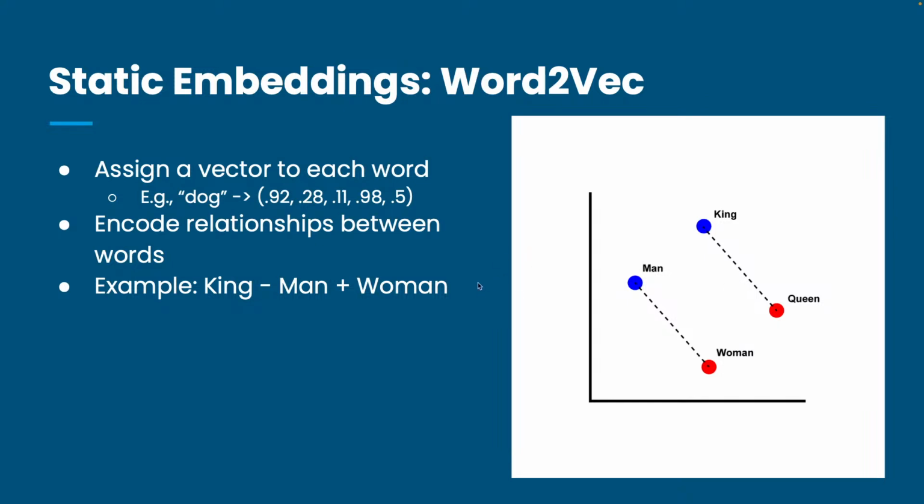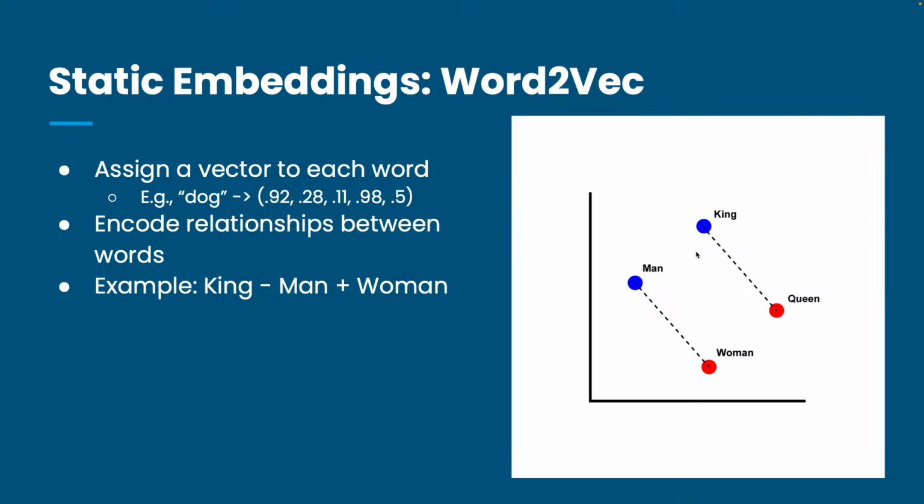And so you can actually perform a little bit of math here, right? What is king minus man plus woman? We have king minus man, right? And then plus woman. What should we get? We should get queen, right? And so this is also represented in vector math too.